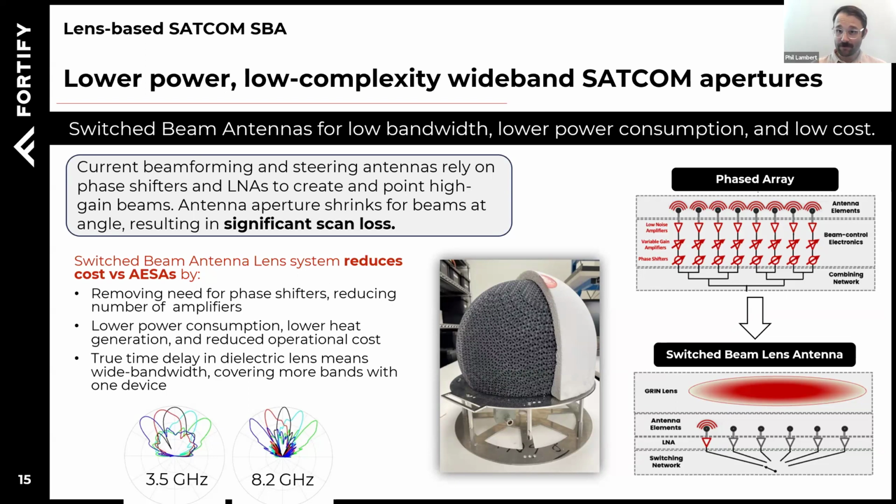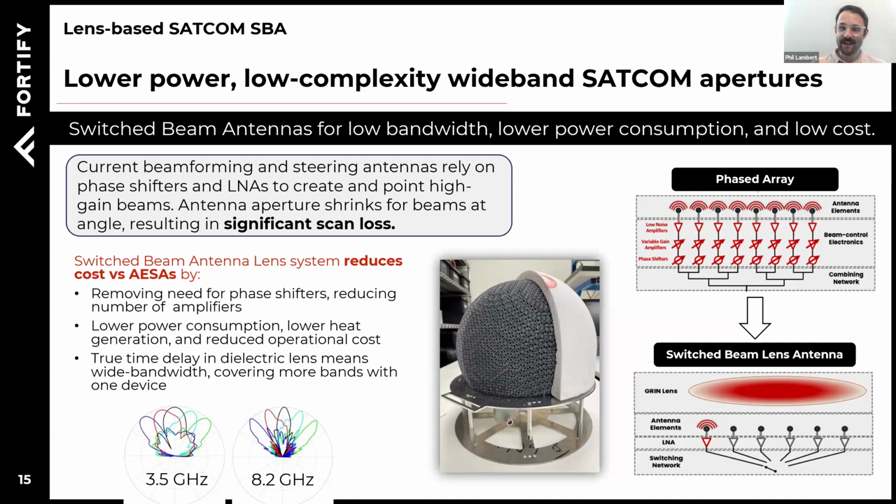For those of you who are familiar with phased arrays or AESAs, they are very complex, very power hungry, quite expensive, and quite narrowband typically, primarily limited by the bandwidth of the phase shifting elements. Because we're using those phase shifters, and there's a lot of them depending on the size of your antenna array and how many elements there are, that tends to drive up costs and significantly reduce the bandwidth of that antenna system.